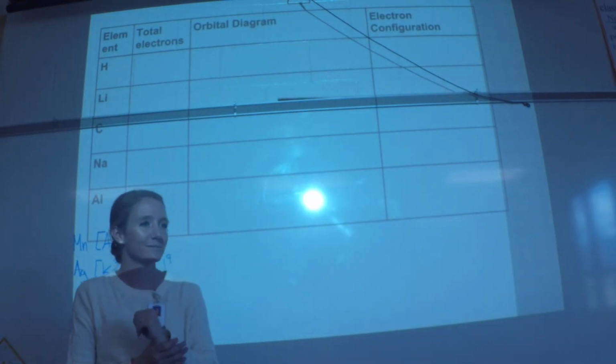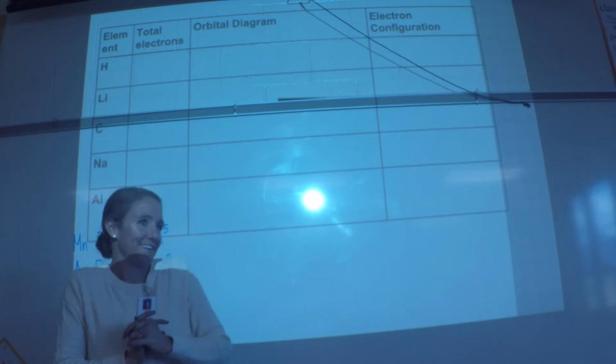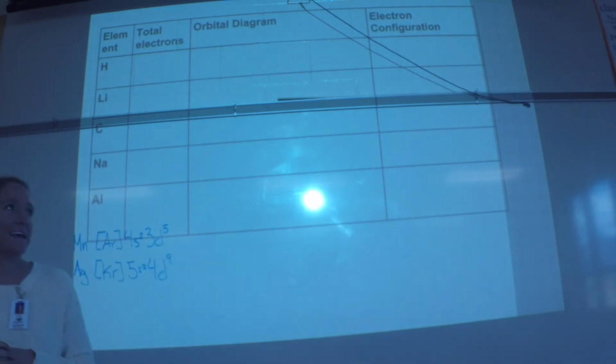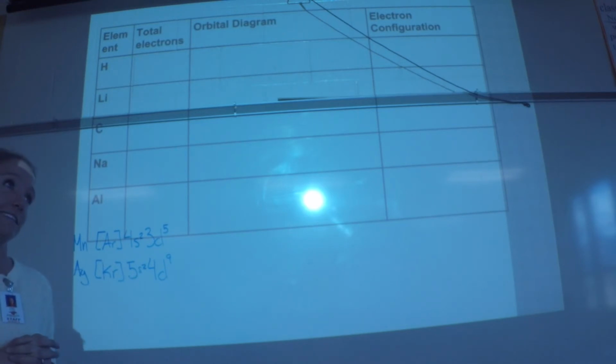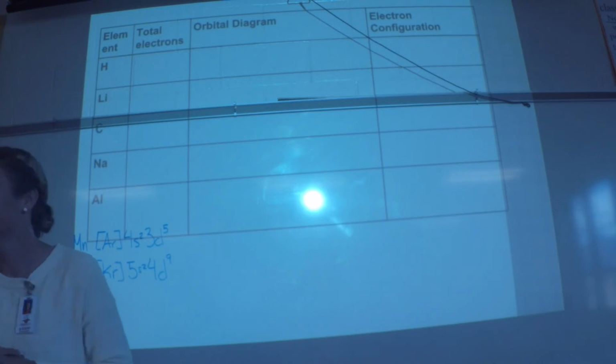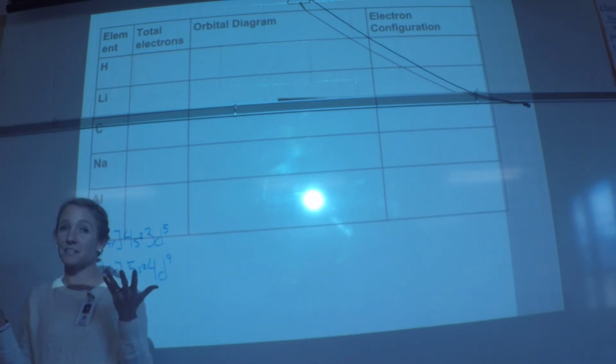5f1. What if you didn't shortcut and just wrote the whole thing out? That's fine too. That's impressive. 1s2, 2s2, 2p6, 3s2, 3p6, 4s2, 3d10, 4p6, 5s2, and so on and so forth. Okay, questions with configurations?